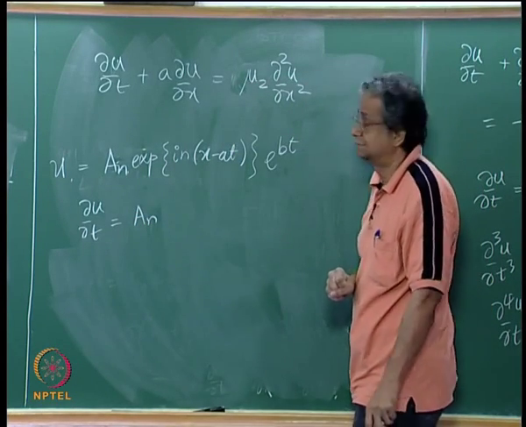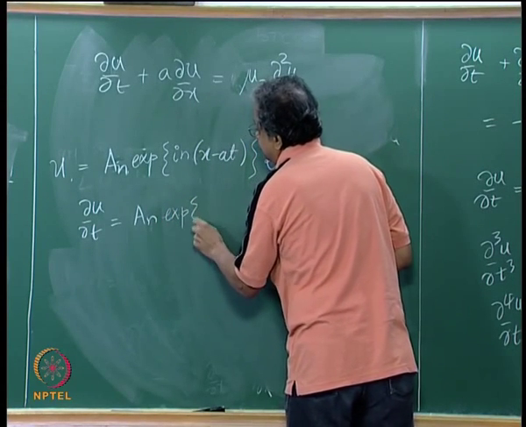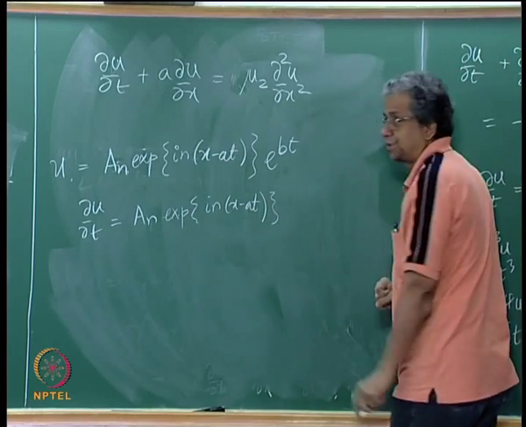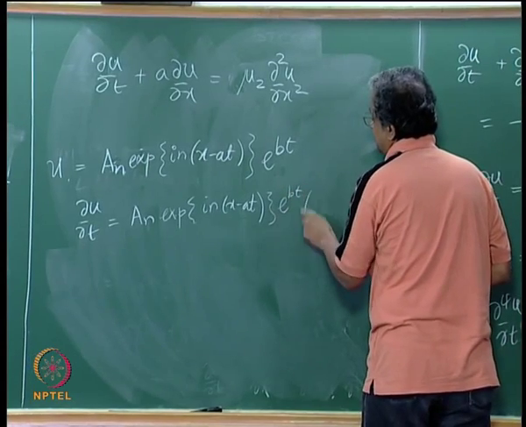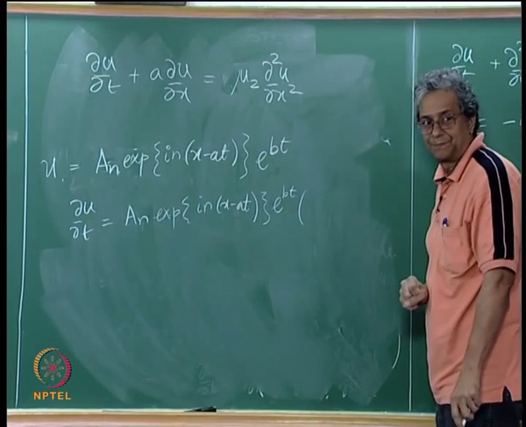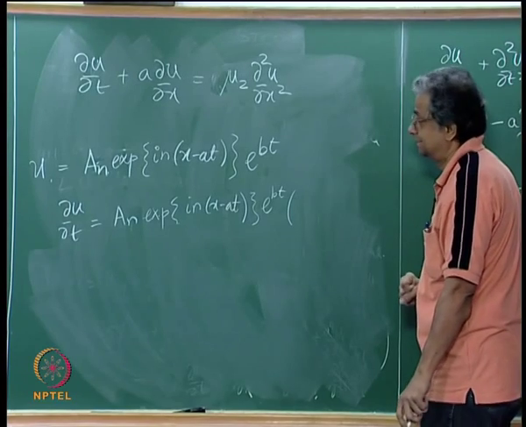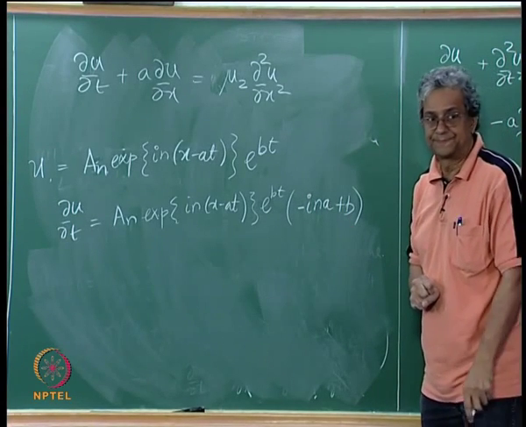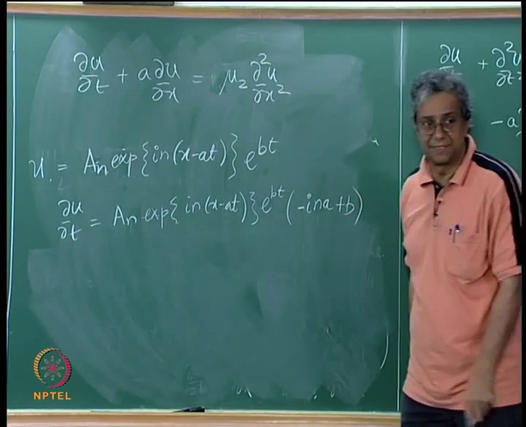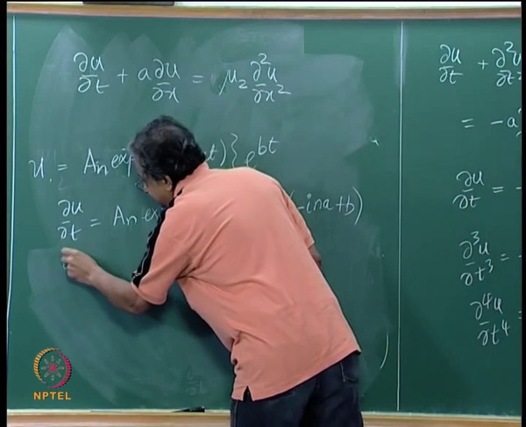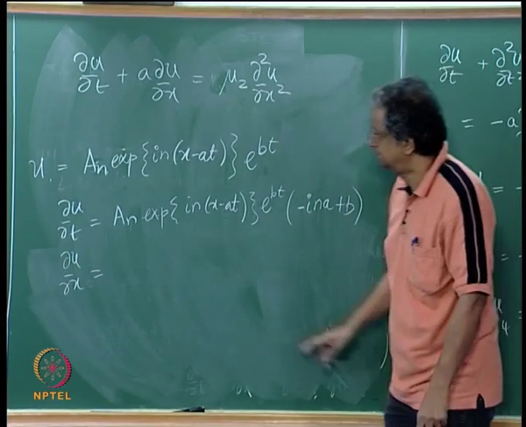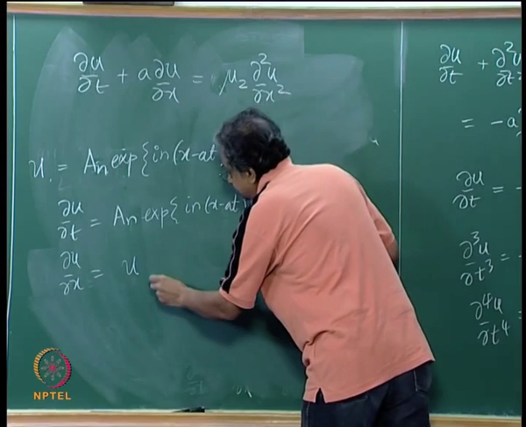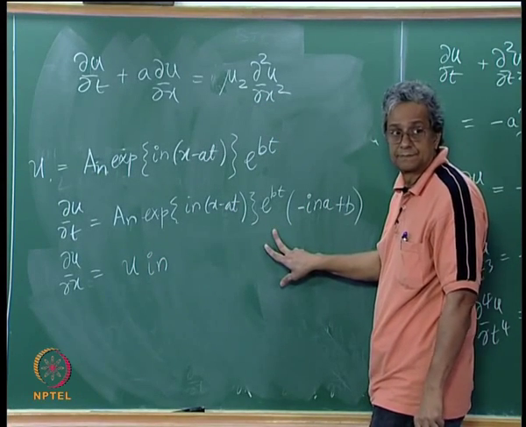e^{i n (x - a t)}, you want to do it in one shot or you want to split it, e^{b t} times the derivative of the thing. I am basically using the chain rule. Minus i n a plus b. Is that okay? This is the derivative in time, minus i n a plus b. What is ∂u/∂x? Instead of writing out the whole thing, I will just write it as u, u times i n, okay.